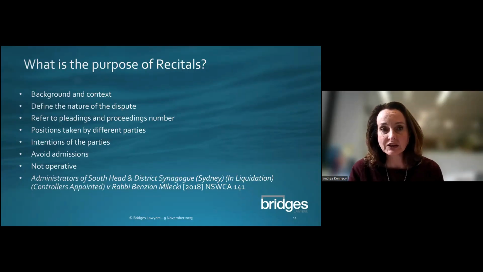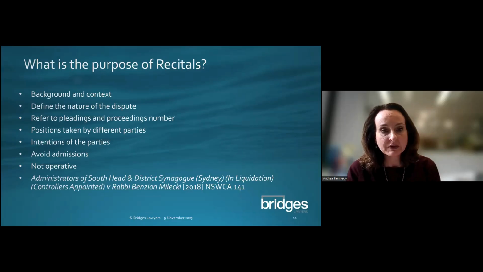It's important to avoid admissions in the recitals, and perhaps the parties would require that settlement is being undertaken without the admission of liability. The recitals aren't an operative part of the deed. It's really just to set out the background and provide some context to the disagreement and context to the resolution.